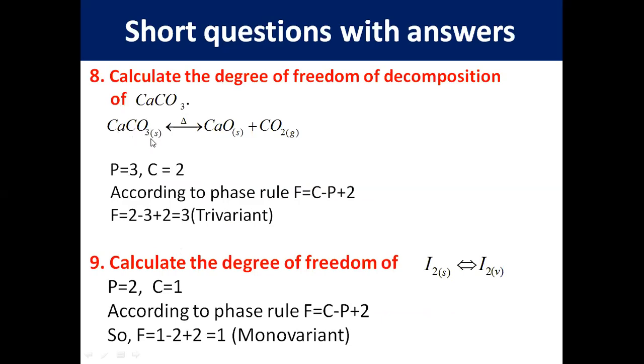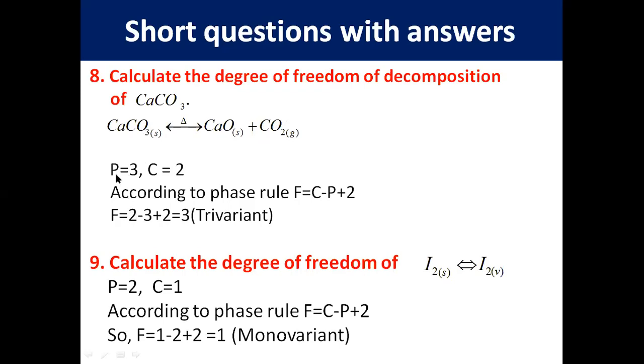So here calcium carbonate decomposes into calcium oxide and carbon dioxide. Calcium carbonate is in the solid state. Calcium oxide is also in the solid state and carbon dioxide is in the gaseous state. So here two solid phases are here and one gas phase is here. So the total number of phases will be 3.